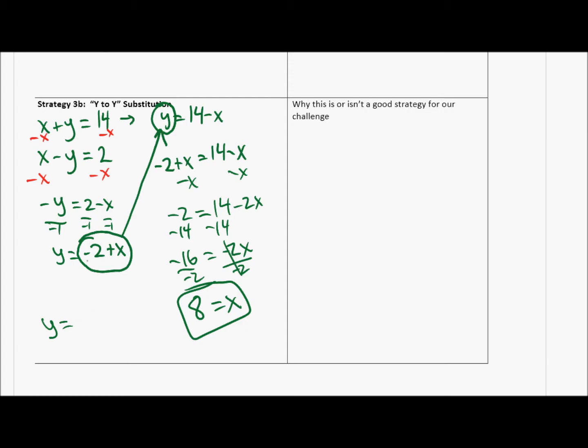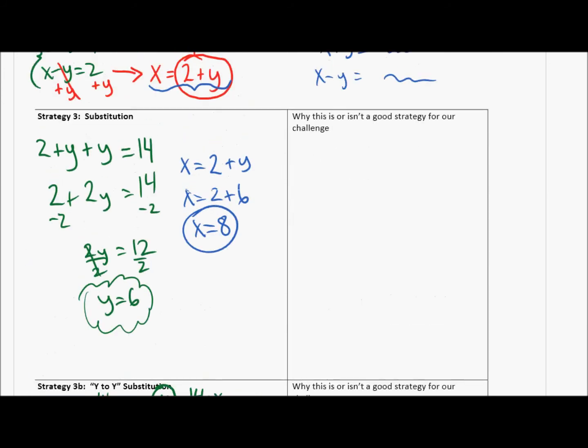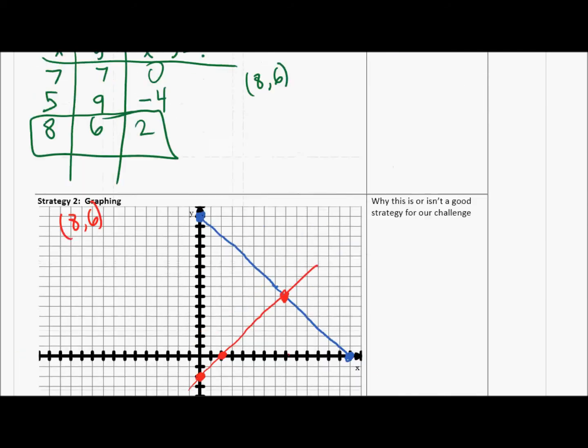So I'm just going to use this one right here. y equals negative 2 plus x, but I already know what x is. It's 8. So again, I get y equals 6. As I said, there's really nothing special in this particular method of substitution. I think of all our choices, strategy 3 is going to be the best method to solve our challenge problem up here.